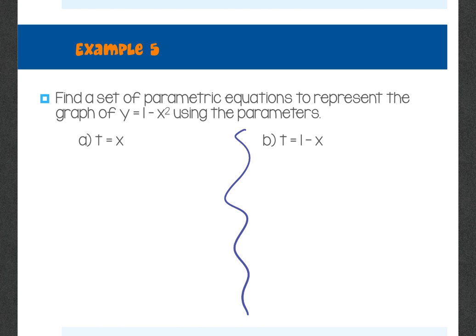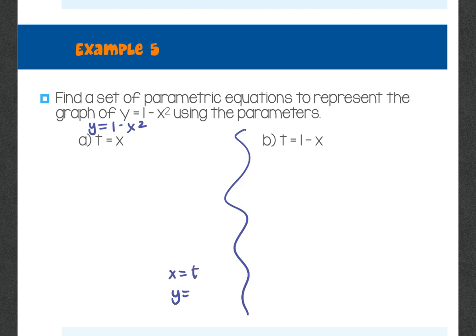They both have the same set of instructions, which is you have y equals 1 minus x squared, and then whatever parameters there. So for a, it's x equals t, and for b, it's t equals 1 minus x. And the goal is to, again, get it to be an x equals and a y equals at the end where they both have t. So one of the equations will already have t. For a, it's which one? x equals t. That's the one that's already done.